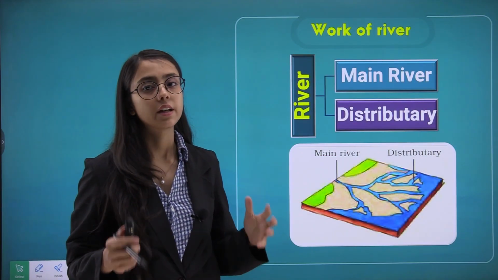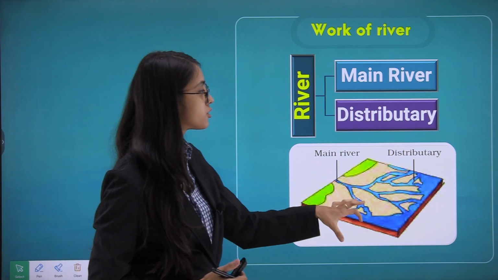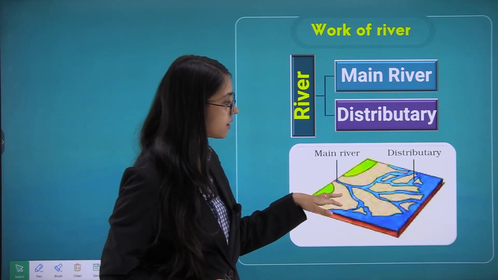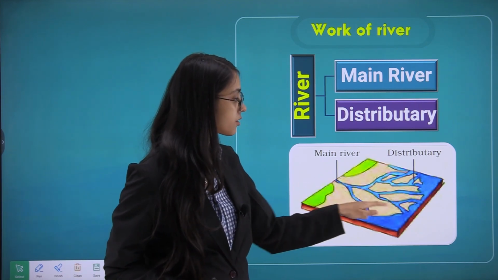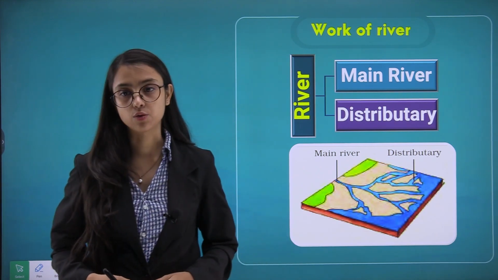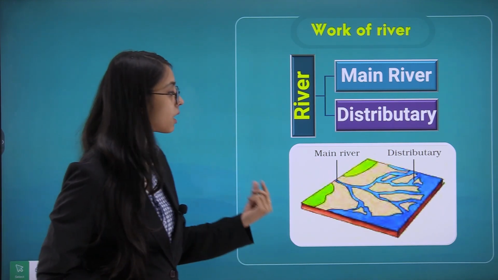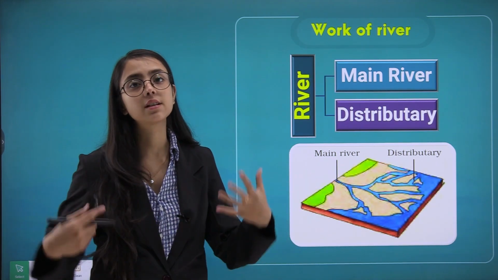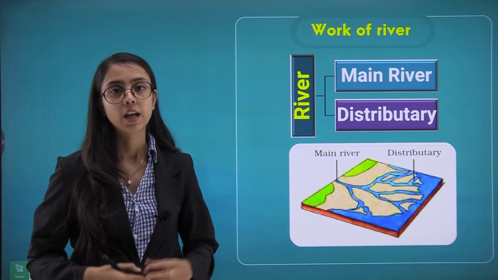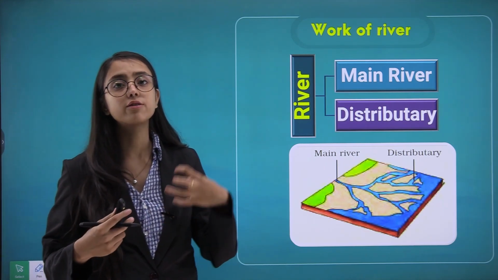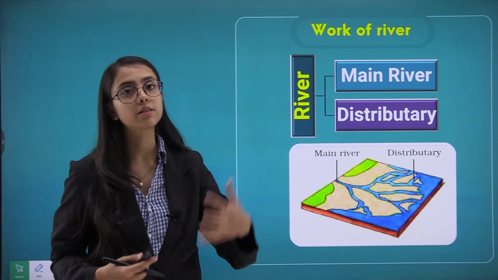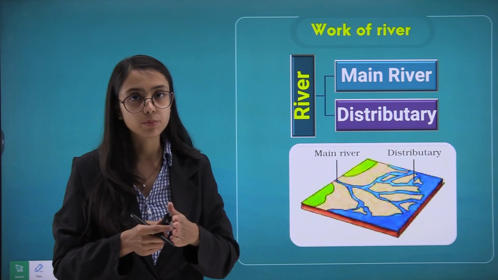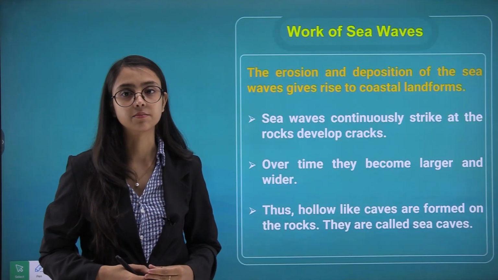Here is an image showing how different distributaries are formed. There is a main river which is coming from the mainland, as you see here, and then there are small channels of this river. These are known as distributaries, and each distributary has its mouth. The place from where these channels get separated is known as the mouth of the distributary. This is formed because of the deposition of the sediments that the river was carrying. And the area formed between two distributaries is known as a delta.